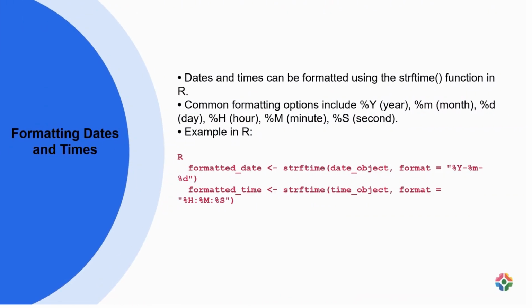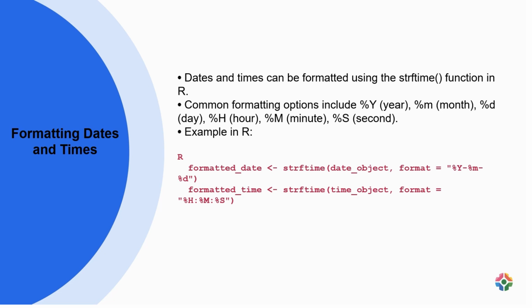To format dates and times in R, the strftime function is utilized. This function allows for customization of date and time output by specifying formatting options within the format parameter. Common formatting symbols include %Y for the year, %m for the month, %d for the day, %H for hour, %M for minute, and %S for second.